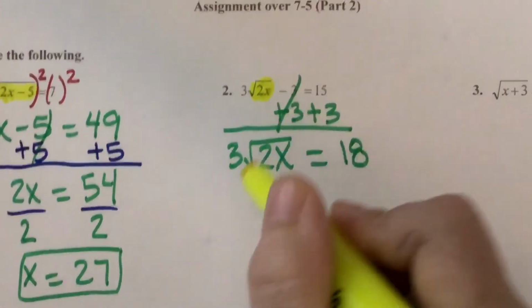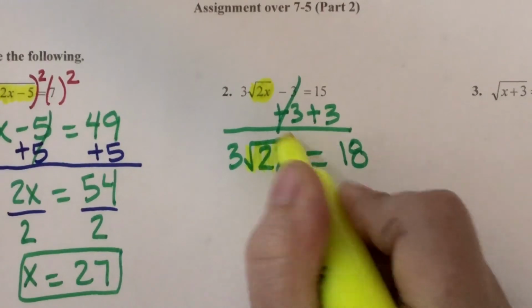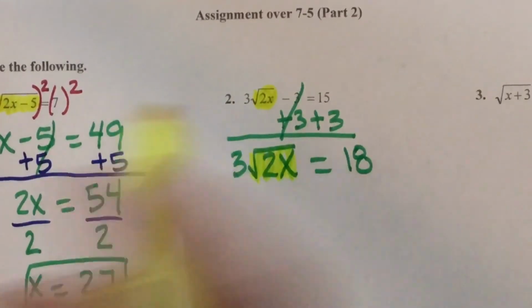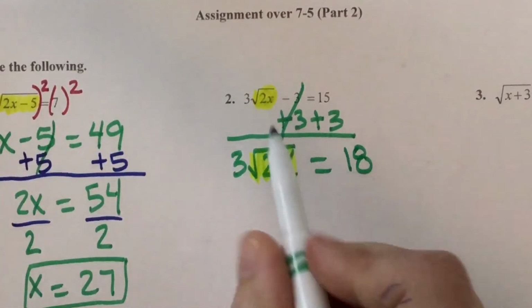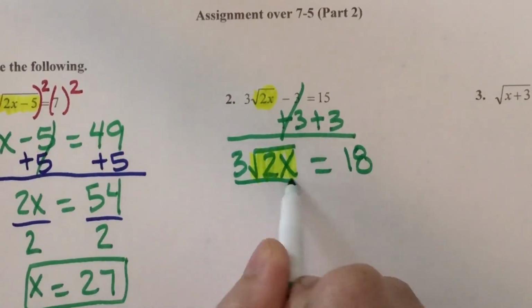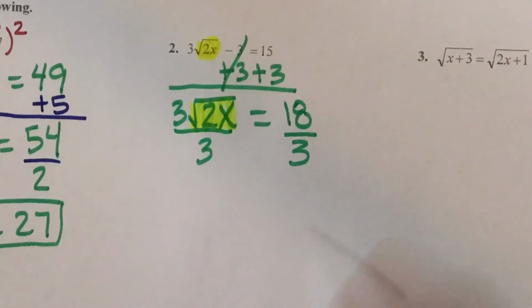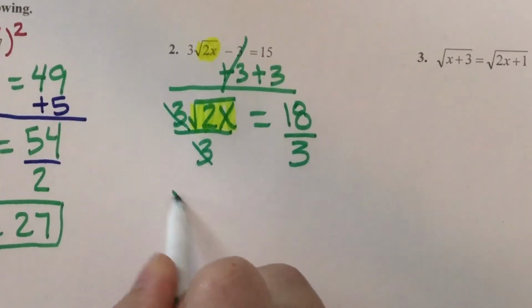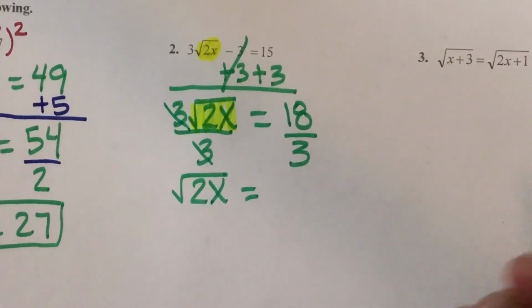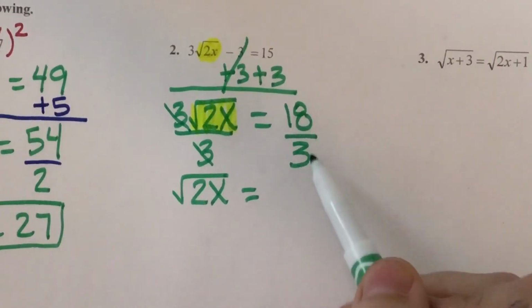Okay, I'm still trying to get the variable that's under the square root by itself. So how do I get rid of that front 3? I divide. Since it's smushed, it's multiplied. So I'm going to divide both sides by 3. So these 3's cancel out. Shoop, shoop. All I'm left with is square root of 2x. And on the right side, what's 18 divided by 3?